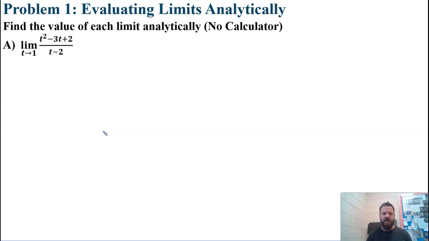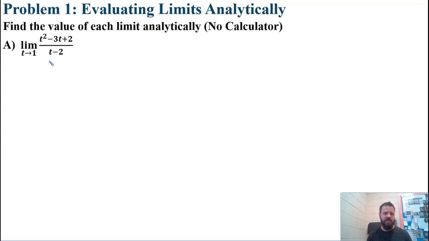All right, so our first problem, find the value of each limit analytically. Again, that means no calculator. Now, you can always use a calculator to graph these functions out after the fact to see what that limit looks like, but we want to be able to do these by hand.